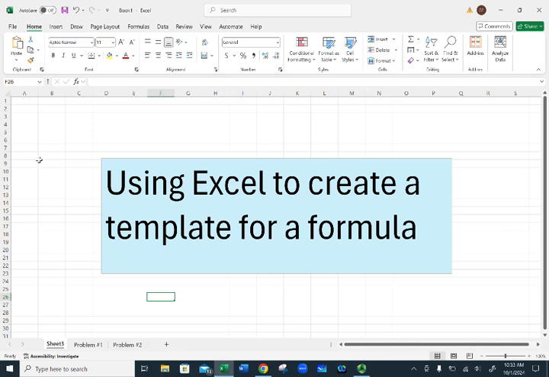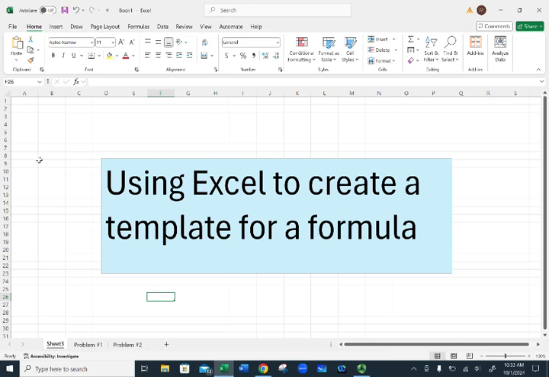Now, this becomes valuable when you're going to use the same formula over and over, so for repetition. Rather than applying the same formula separately to multiple problems, you could set up the formula in Excel and then just plug numbers into it quickly and easily if you're going to be using it multiple times.